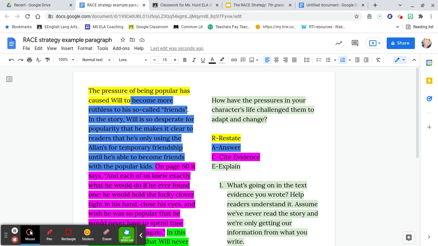And as you do those and write those paragraphs, I am going to ask that you highlight your typed paragraphs with the correct colors that we've used to label your pieces of the RACE strategy. So you'll look at the paper that we did in class and we highlighted the different colors. And those are the colors that you're going to use in order to color code your paragraphs.